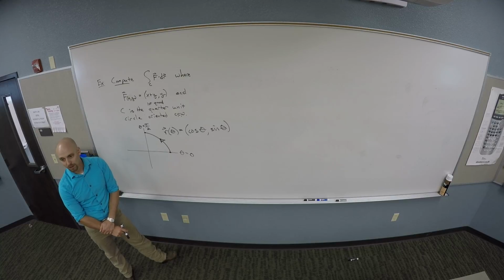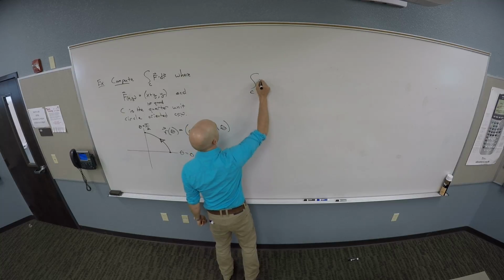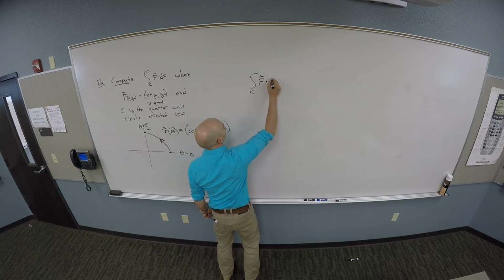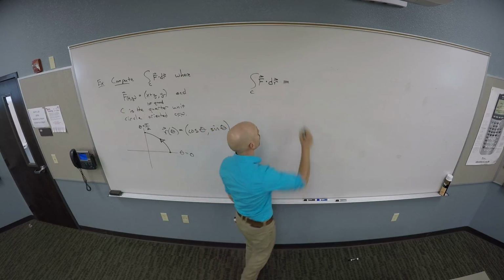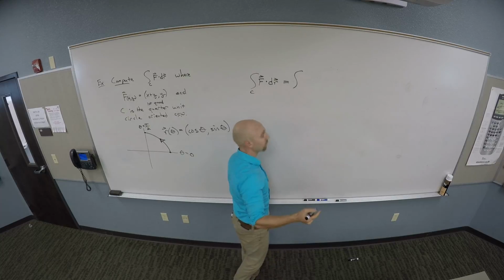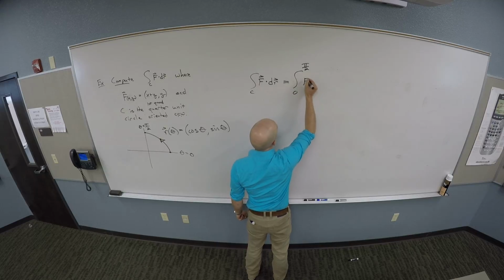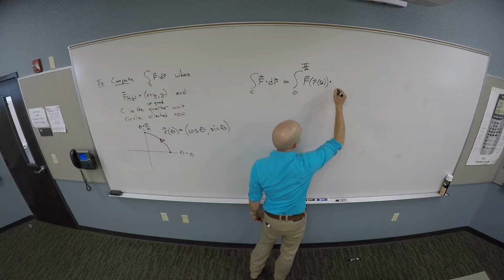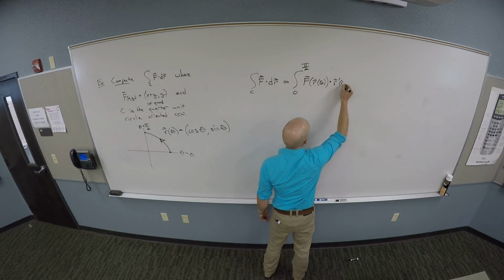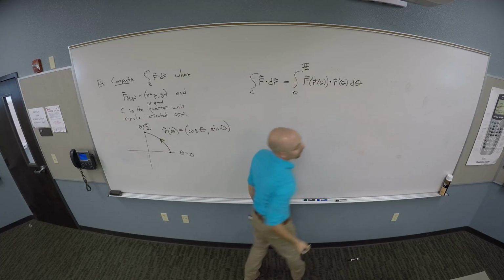What else do I need? You also need the derivative of r of theta. Perfect. So the idea is the integral over C of F dotted with dr. The execution of this idea is the integral from 0 to pi over 2 of F of r of theta dotted with r prime of theta d theta.